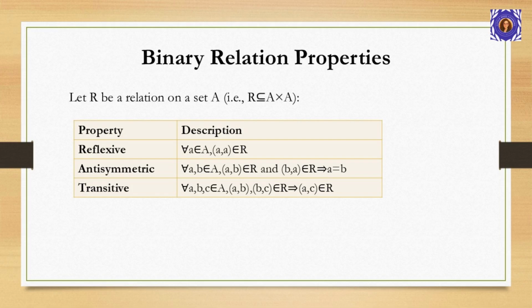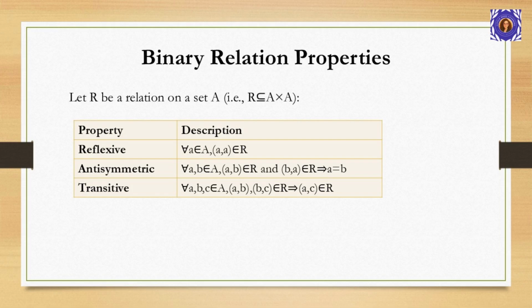Antisymmetric property: if a is related to b and b is related to a, then a and b must be the same element. Formally, if the ordered pair (a, b) is in R and the ordered pair (b, a) is in R, then a equals b. Consider the divides relation on positive integers. If a divides b and b divides a, then a must equal b.